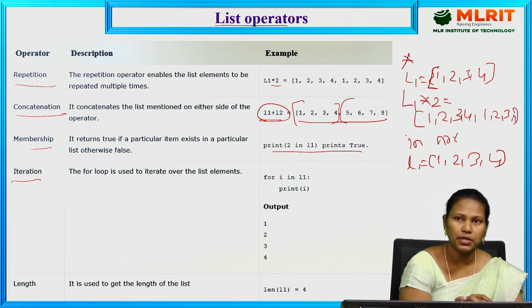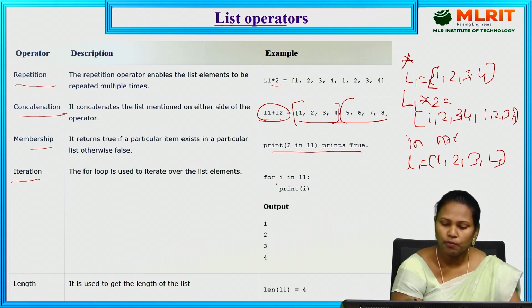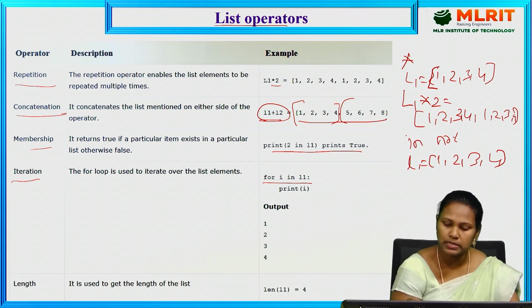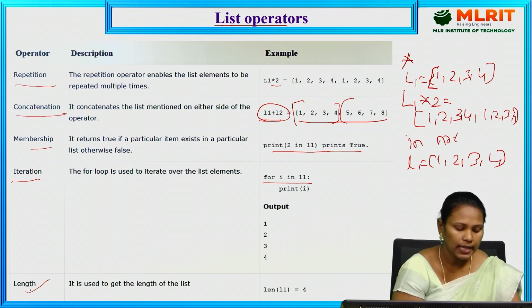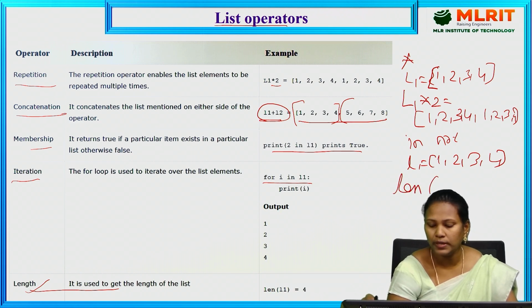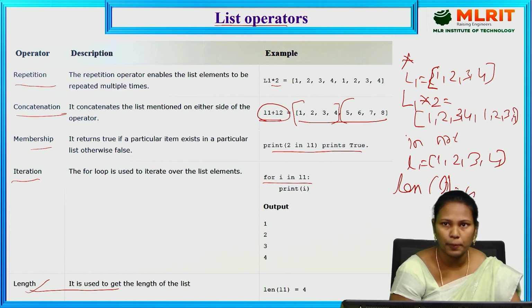And iteration. The for loop is used to iterate lists, dictionaries, sets, and tuples. For i in L1, if you want to print each and every value on a new line, we use the for loop. L1 contains 1, so it prints 1, 2, 3, 4 like that. Next one is length. Length is used to find the length of the list. Length of L gives 4. So these are the list operators.